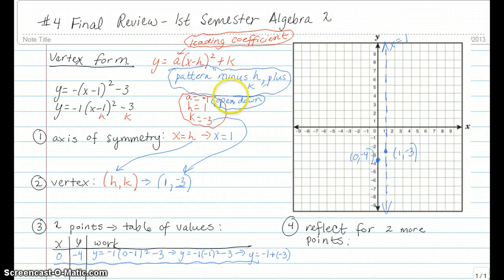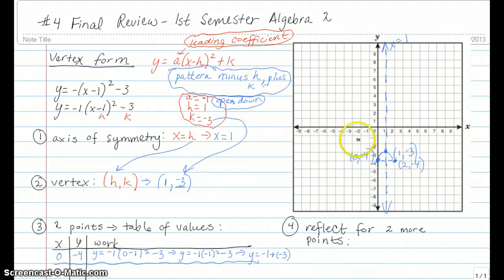Again, that's a number sense idea that you want to have in mind. I prefer to do steps 3 and 4 simultaneously. We reflect for another point. We're 1 to the left of the axis of symmetry, so I'm going to go 1 to the right of the axis of symmetry, which is going to be 2, negative 4. I now have 3 of the 5 points that I need. Remember, this is not a V shape, it is a U shape, so make sure you do that.